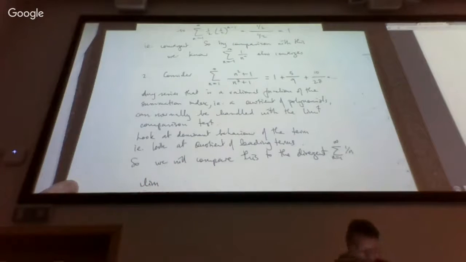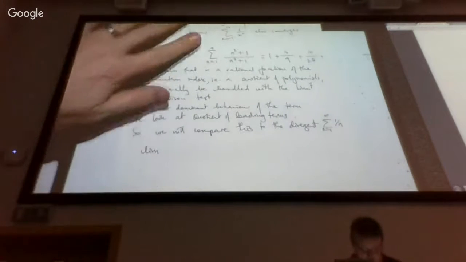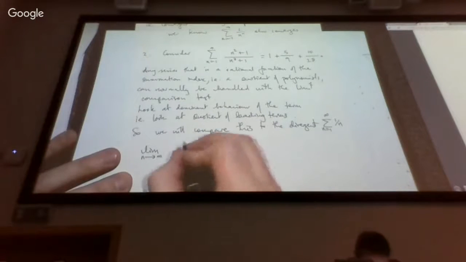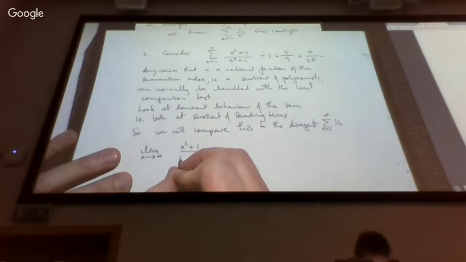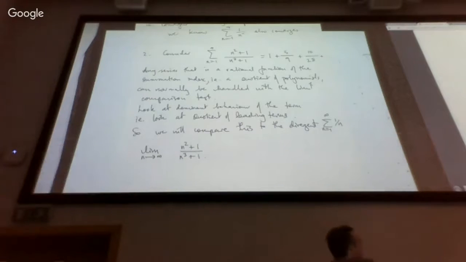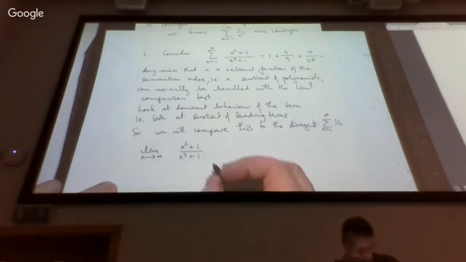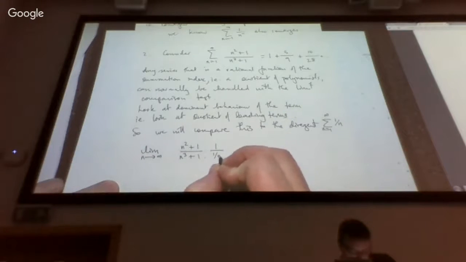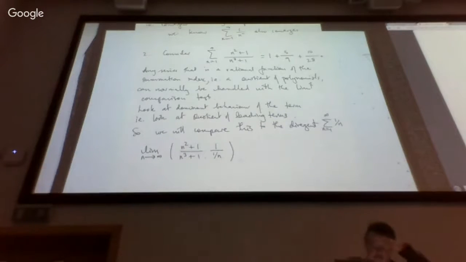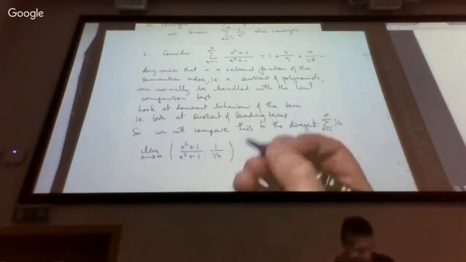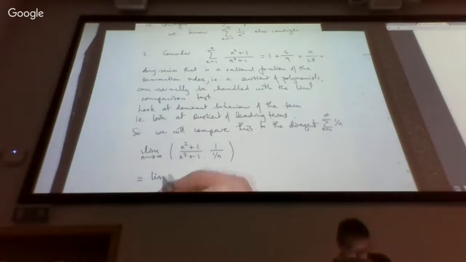So we must look at the limit as n goes to infinity of our term, which is n squared plus 1 over n cubed plus 1. You have to divide it by the term you're comparing to, a_n over d_n. Well, we're comparing to 1 over n, so we're dividing by 1 over n. We're looking at the limit of all of that as n goes to infinity. Well, dividing by 1 over n is the same as multiplying by n. So this is the limit as n goes to infinity of n cubed plus n over n cubed plus 1.